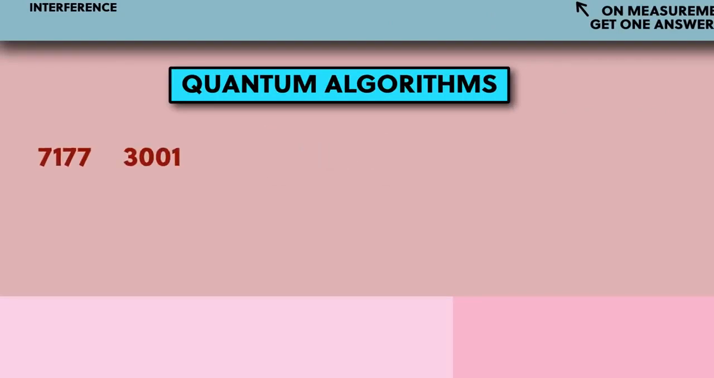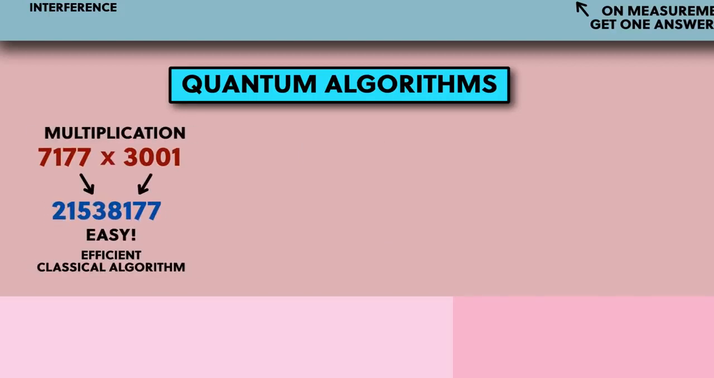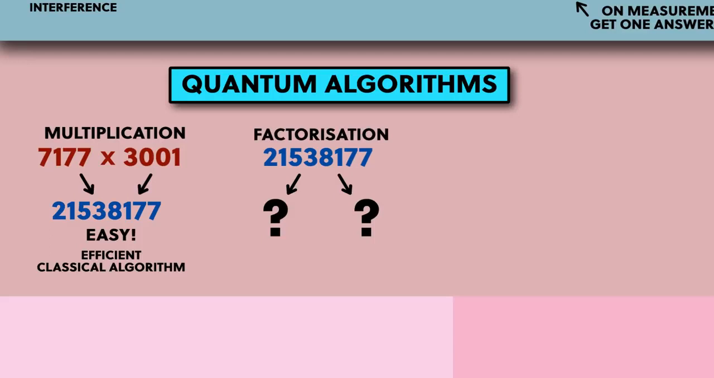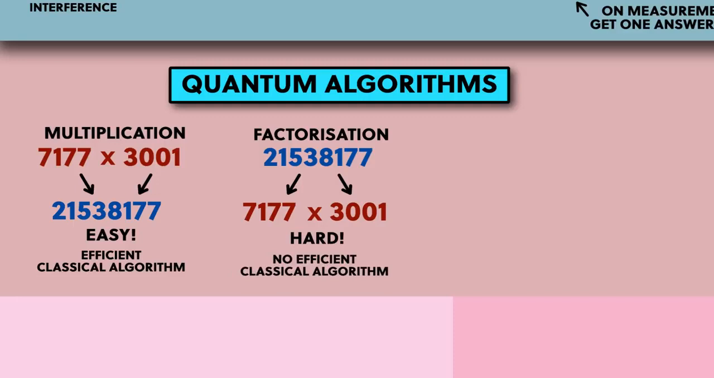If you've got two large numbers and you multiply them together, there's a fast, efficient classical algorithm for finding the answer. However, if you start with the answer and ask what are the original numbers that multiply together to make this number, it's a lot more difficult. This is known as factorization, and these numbers are called factors. And the reason finding them is so hard is because the search space of possible factors is so large. And there's no efficient classical algorithm for finding the factors of large numbers.